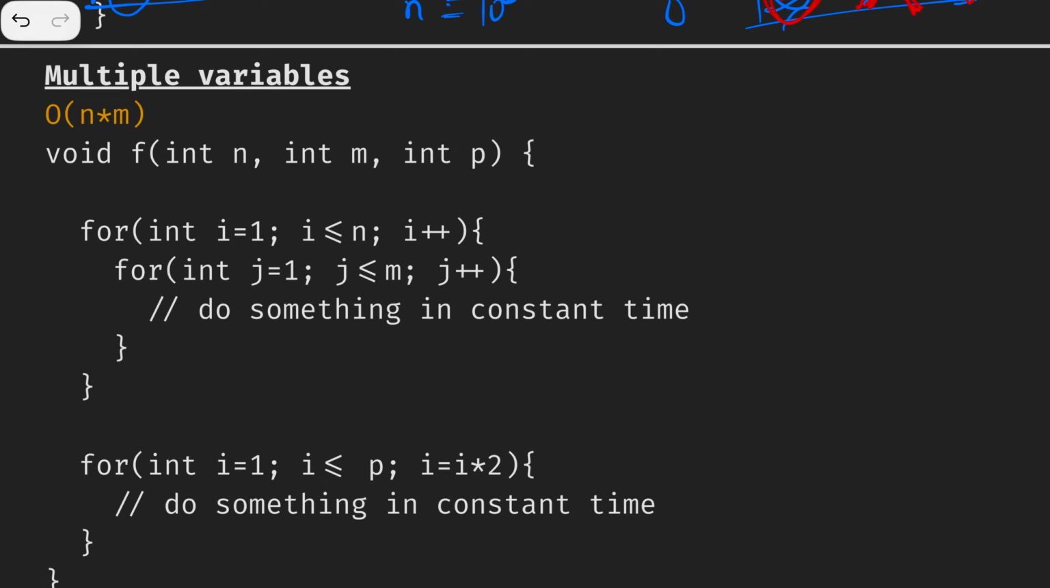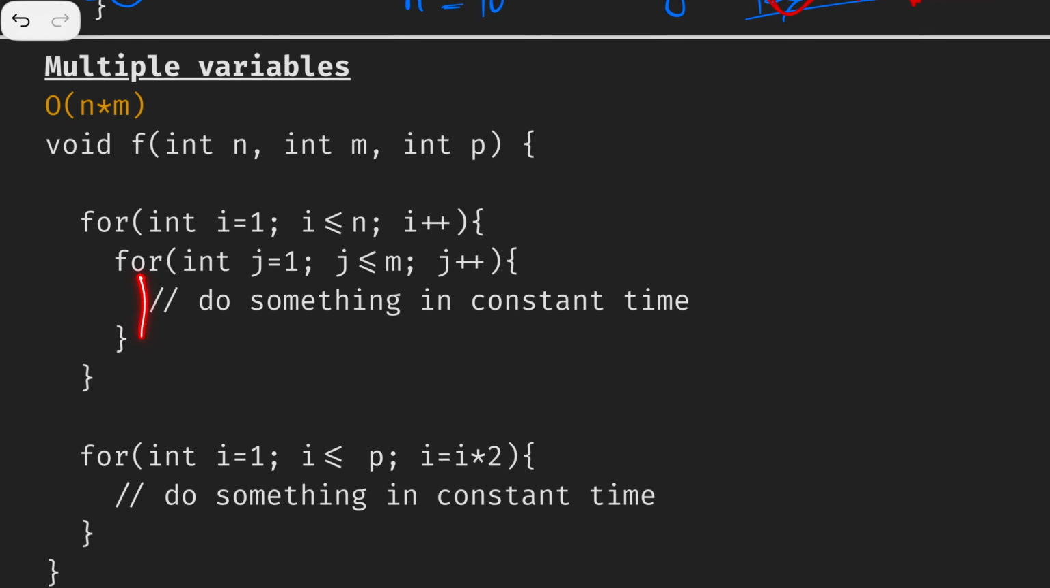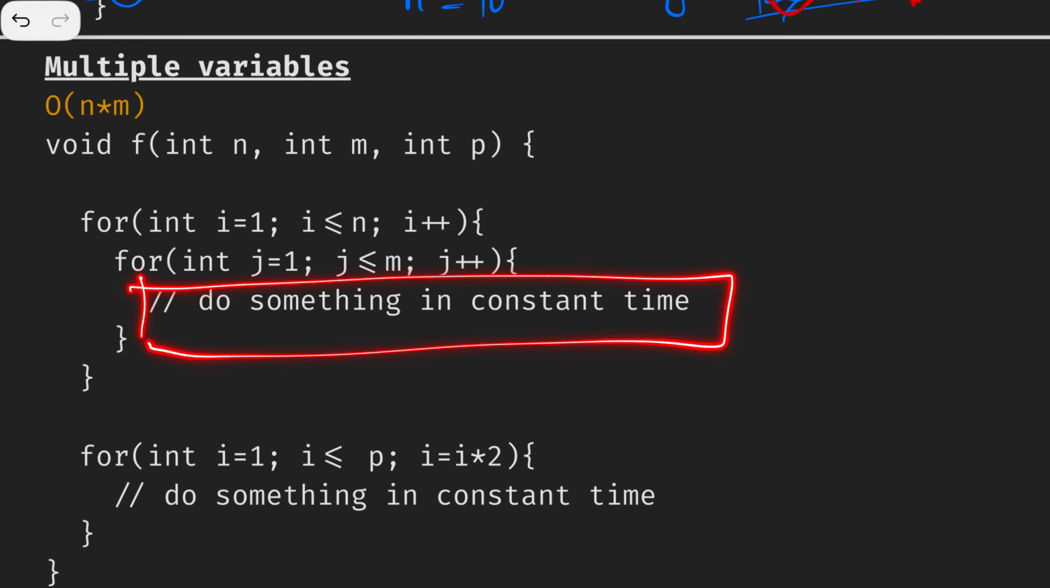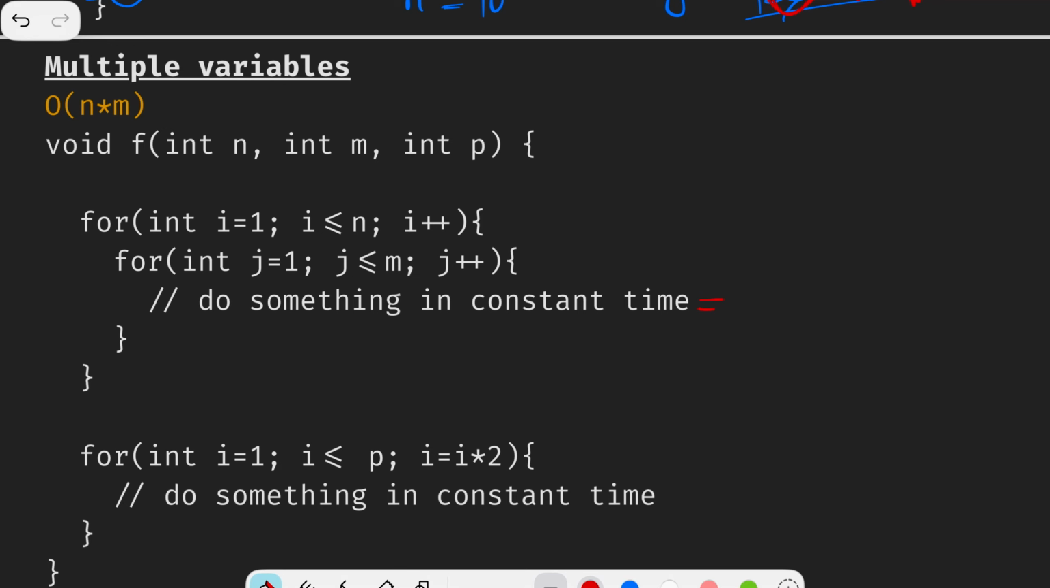Now what if you have multiple variables? We have some constant time operation here. So I am going to write here O of 1, correct? But now this O of 1 will get executed m times. Why? Because j is varying from 1 to m. So you will have m. Now this entire inner loop is going to take O of m time.